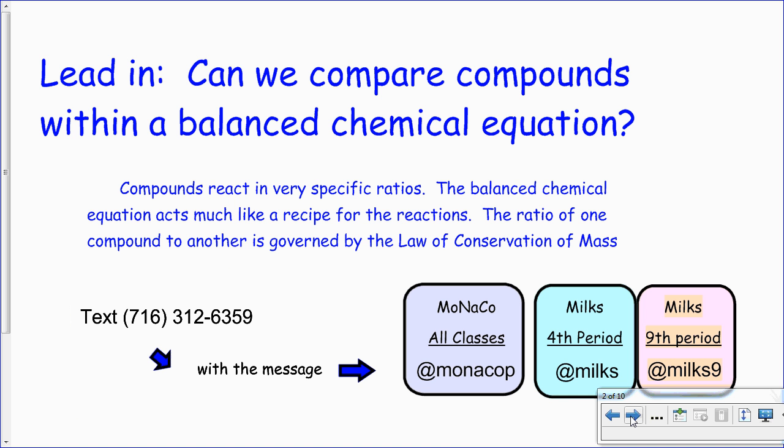The reason why we do this is because compounds react in very specific ratios. The balanced chemical equation shows us those ratios, and we can use those ratios to do things like predict how much product or how much reactant would be used in a chemical reaction. It's basically like kitchen chemistry that you're using to scale up or scale down a recipe that you have.